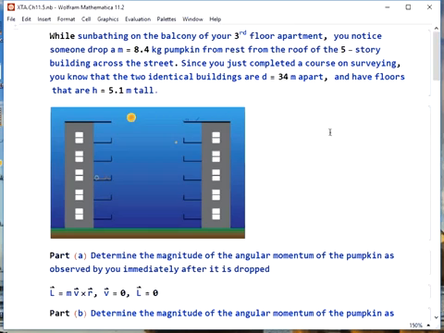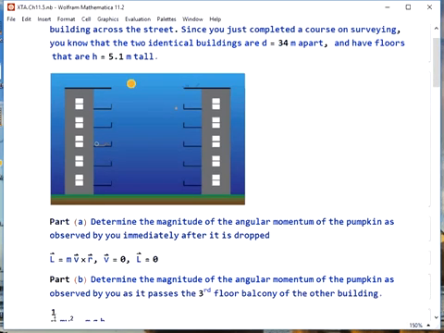Part A, determine the magnitude of the angular momentum of the pumpkin as observed by you immediately after it is dropped. This is m v cross r, but v is 0, so angular momentum is 0.